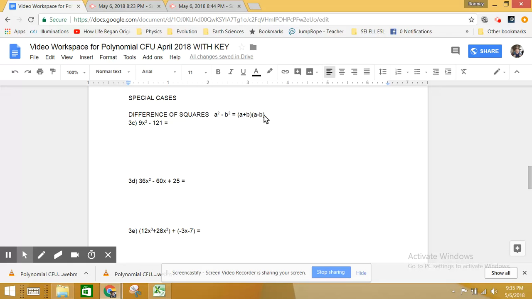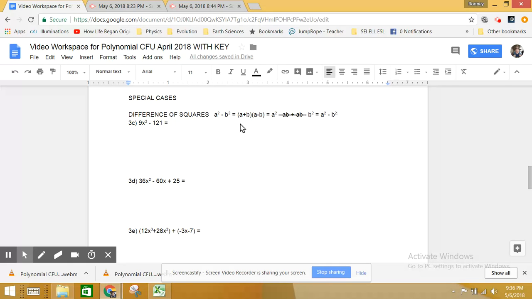If I FOIL this, a times a becomes a squared. So my first is a squared because a times a is a squared. Then my outside is going to be minus ab because it's a times negative b. Then my inside is b times a, which is the same as ab, but it's positive. You now have two terms that are opposites of each other, and they are going to end up canceling out. Now my last part is b times negative b, which is going to be negative b squared. Not the square of negative b, but negative b squared. So these middle two terms are going to go away. Say bye-bye. They go away. I strike through, and they're gone. And I'll rewrite this as a squared minus b squared because that's all there is.